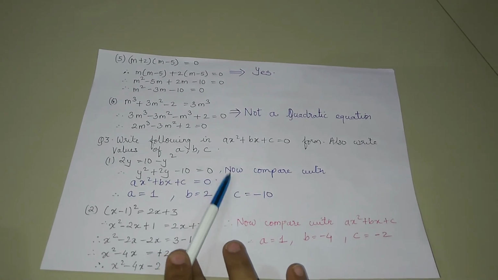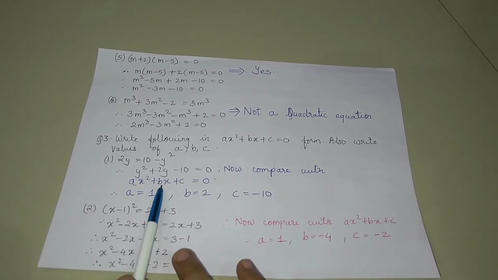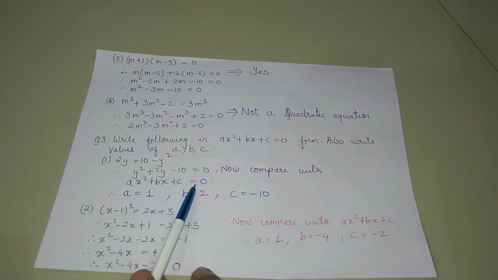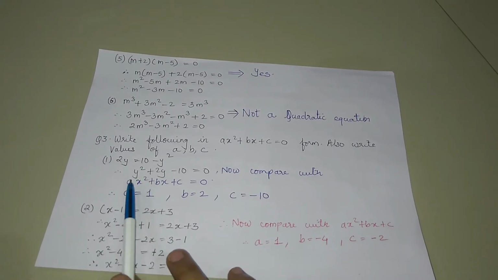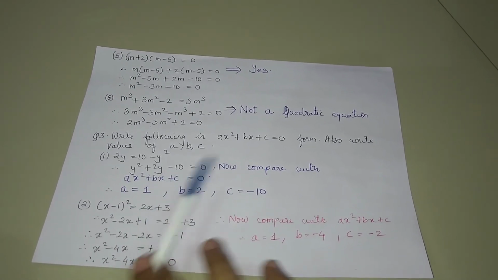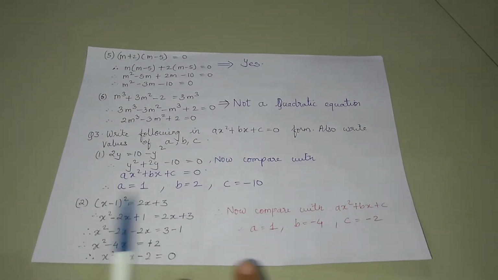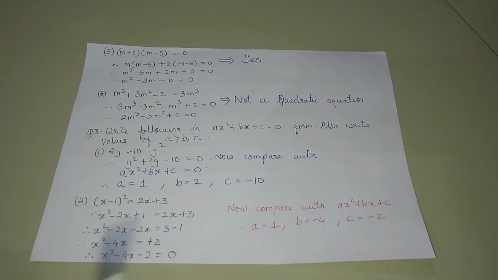Now we have to compare this with ax square plus bx plus c equal to 0. We have to compare this term with this term. So here a will be 1, b will be 2 and c will be minus 10. Similarly, in this way only we have to solve all the problems of this question. We will see it here.